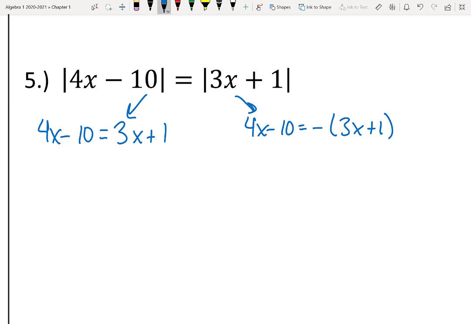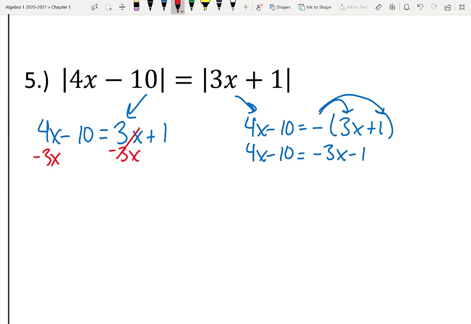So on that right-hand side, I'm going to go ahead and simplify right away. 4x minus 10 ends up being equal to negative 3x minus 1 as I distribute that negative into both of those terms inside my parenthesis. But once that part is done, it's just like every other problem we've seen so far. I'm going to get my variable together. So here I'm going to subtract 3x on both sides. That gives me x minus 10 equals 1.